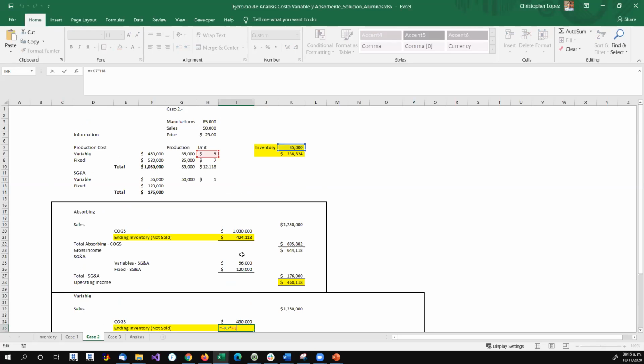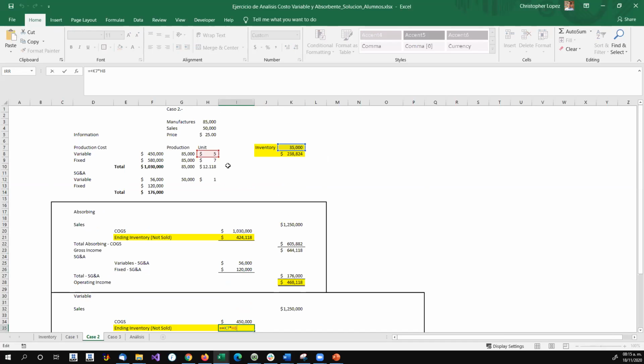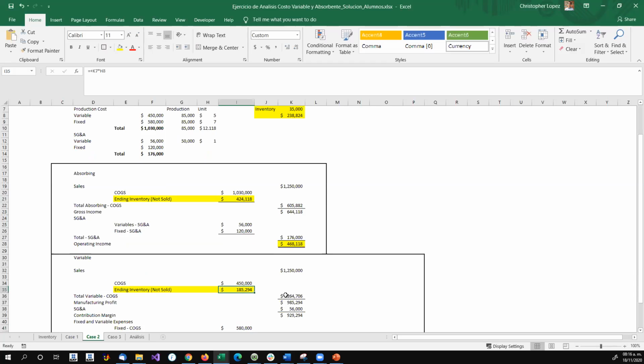But this time we use the variable again, because remember, we are doing a division of costs and expenses by the variable and the fixed. If I double click here, you can see that here I use the fixed and variable unit cost. That is the absorbing method. In this one, I'm only using the variable. You see it? So the subtraction of those two is my cost of goods sold on variable.